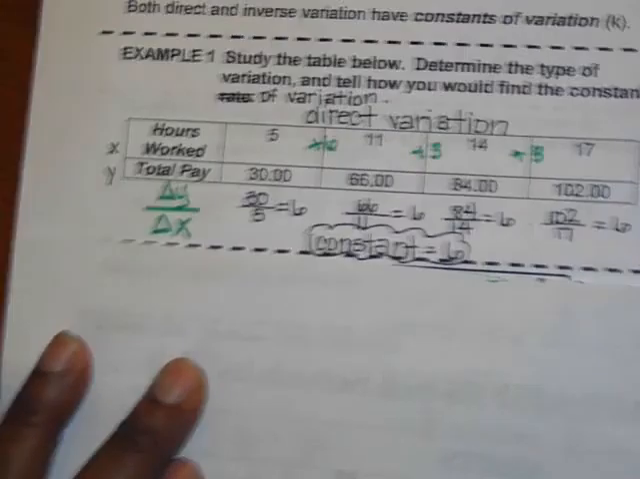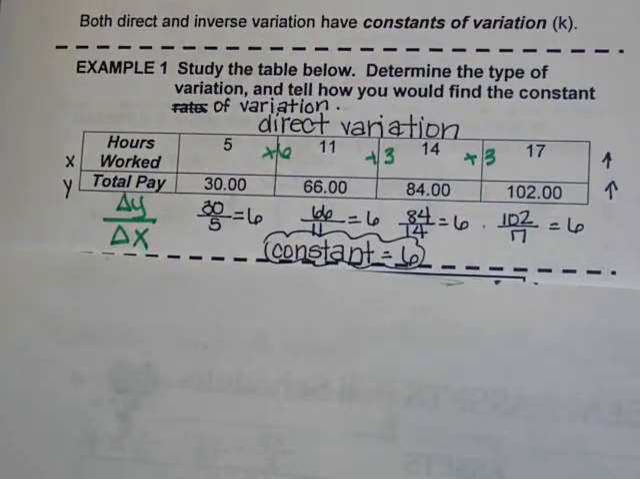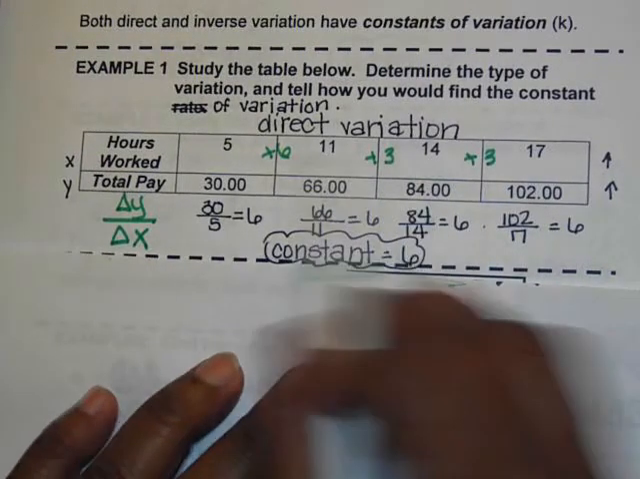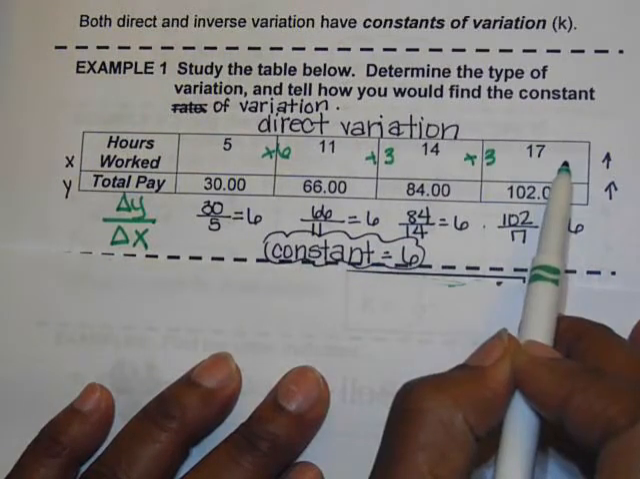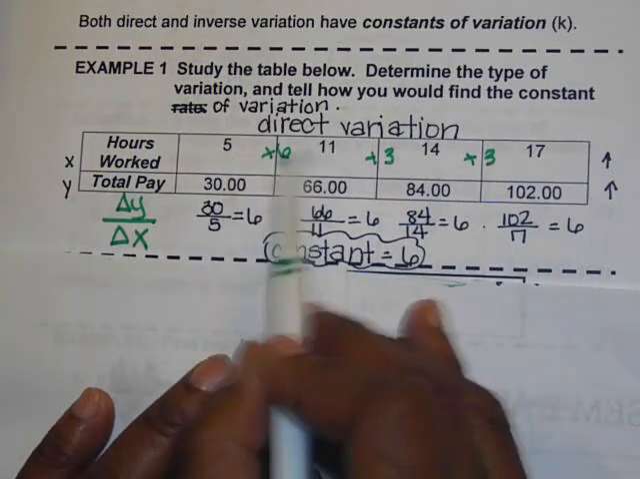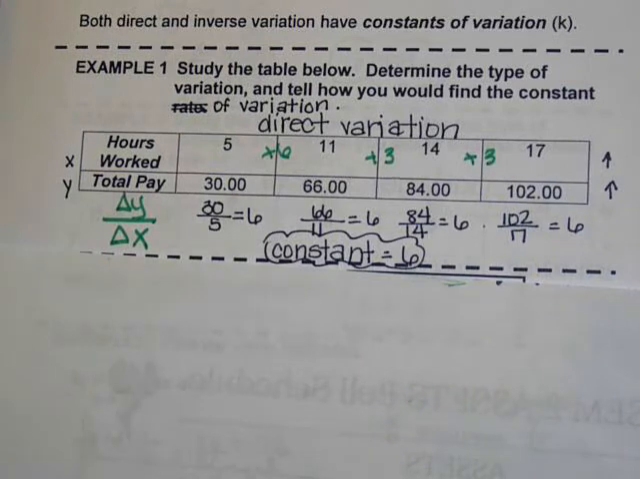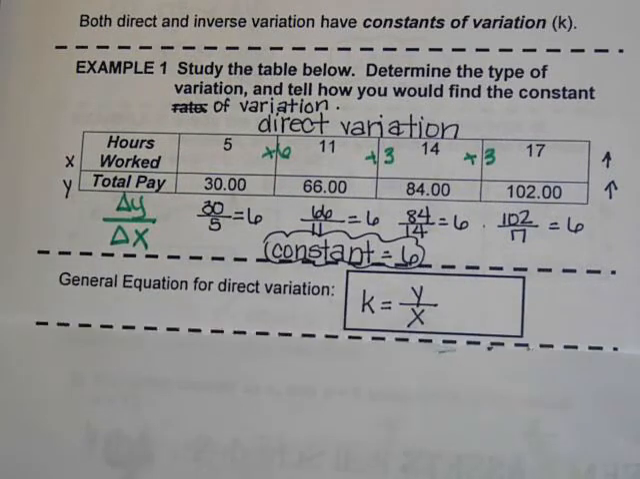That looks like a 3. What looks like a 3? Because my x's are going up by 3. Except for this one, from 5 to 11, it went up by 6. Easy breezy? Okay. On the next one.